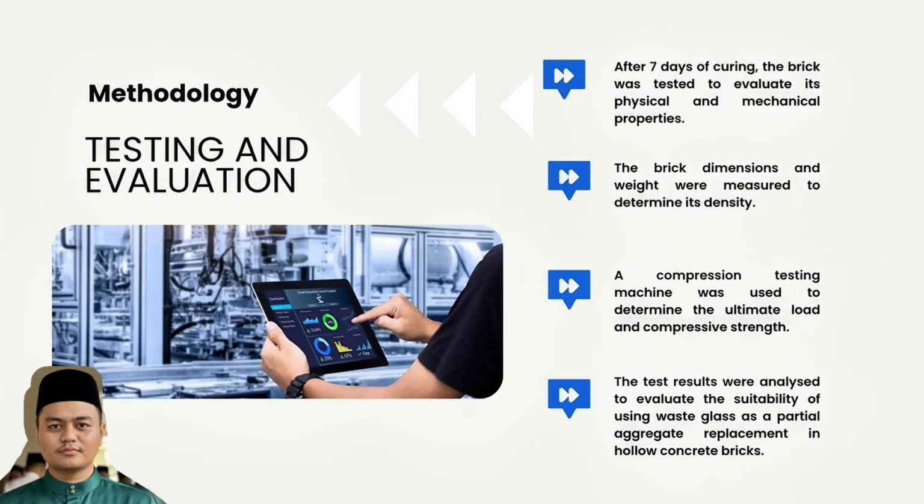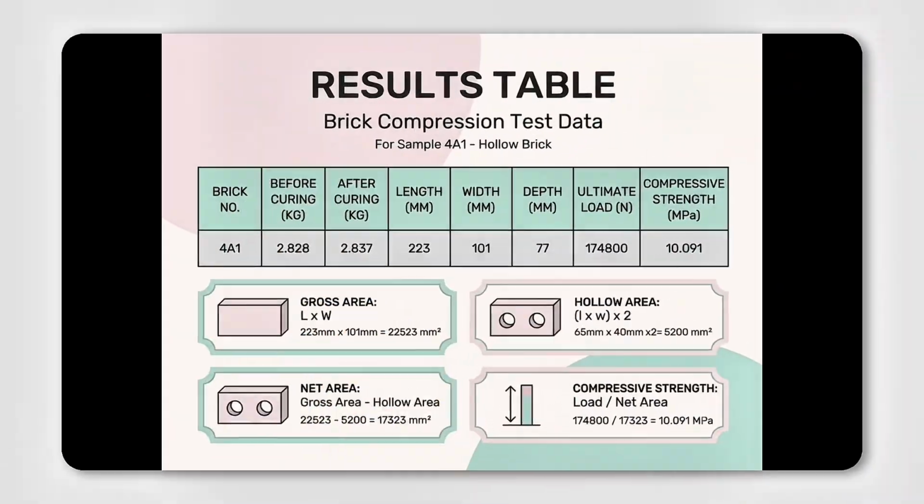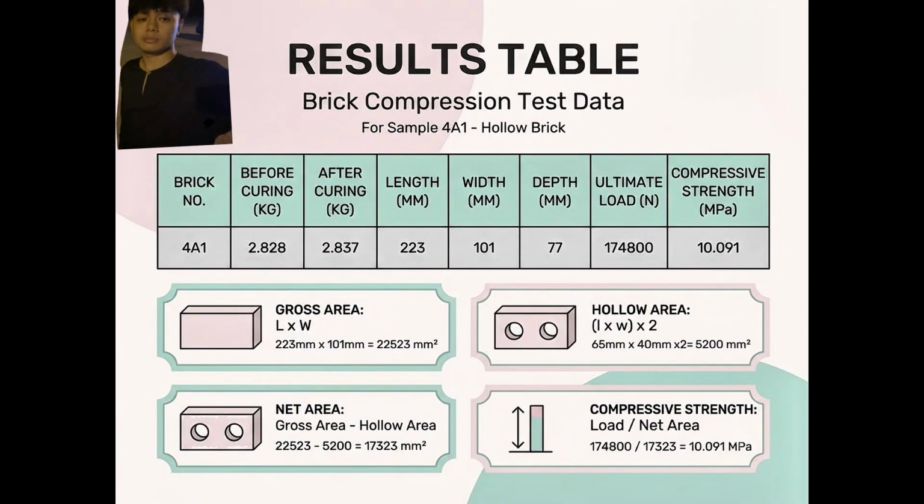A compression testing machine was used to determine the ultimate load and compressive strength. The test results were analyzed to evaluate the suitability of using waste glass as a partial aggregate replacement in hollow concrete bricks. Next part of this video is the results table.